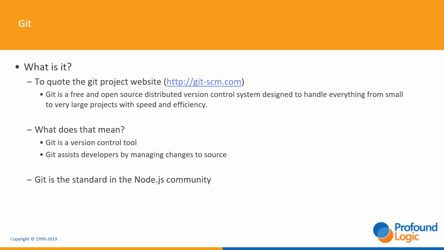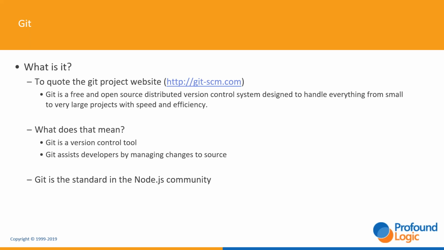So what does it really mean? It's version control, okay? It is source management. So it's a way for developers to all work on the same source and all of their changes to be managed and merged and packaged and released. All of those things can happen within Git. And Git is the standard within the Node.js community. So I highly recommend that you get to know it.